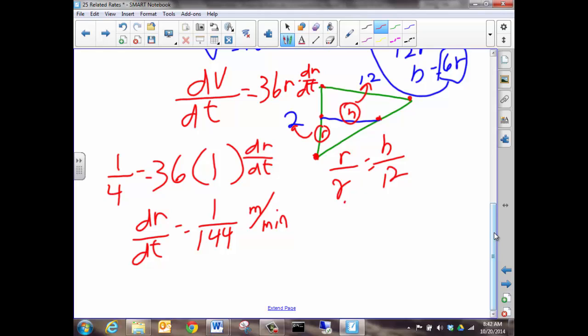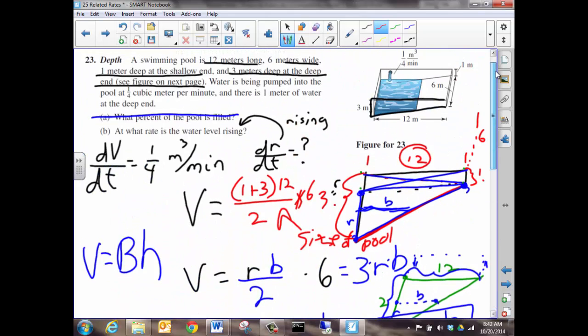Okay? Yes, ma'am? Water is being pumped in, and there is 1 meter of water. At what rate is the water level rising when there's 1 meter in there? We're putting those two things together. Yes, ma'am. When we're saying R is 1, so it's like R is where the 3 meters is? Yes. This level here is rising at a rate of 1 over 144. That's how fast it's going up.